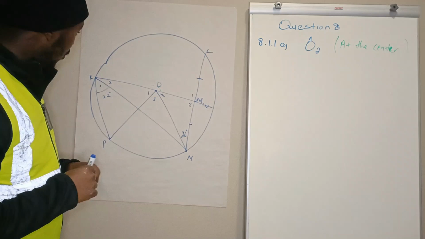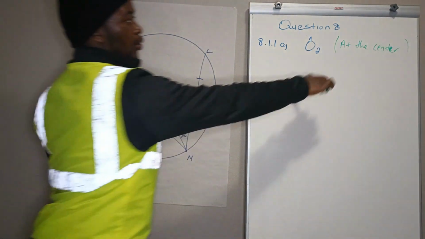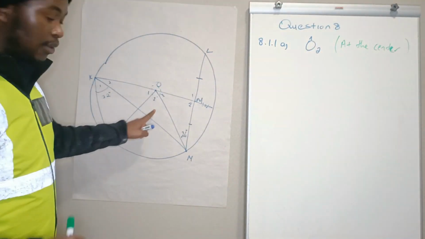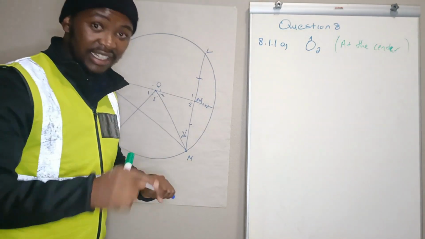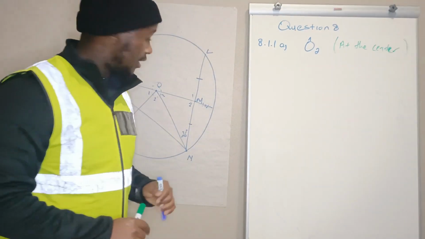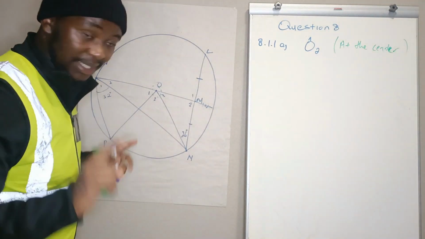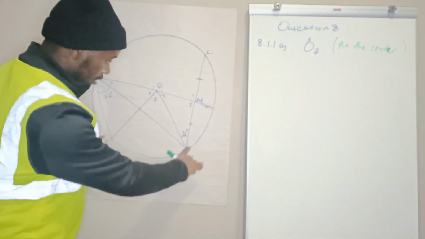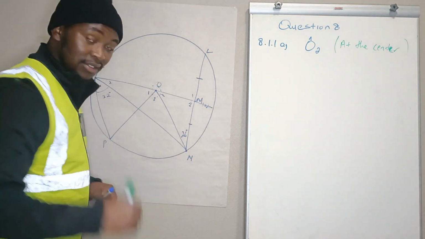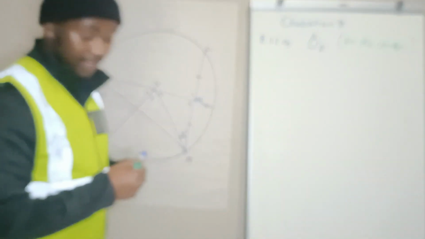Then you look, okay, what can I use? Now that I already know it's an angle at the center, we know the follow-up theorem is angle at the center is twice an angle at the circumference. Is it possible that there's an angle at the circumference here, which is subtended by the same arc? So that's the most critical thing.